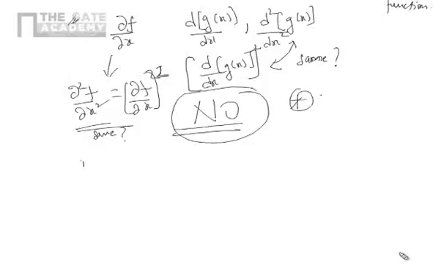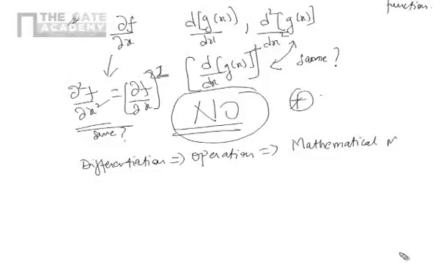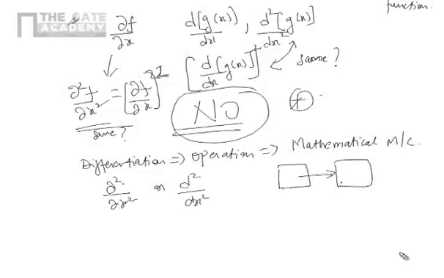See, differentiation, whether it is a partial derivative or a complete derivative, is an operation. You can understand it this way: it is nothing but a mathematical machine. Now, what do we mean by ∂²/∂x² or d²/dx² for that matter? We have the operation done twice. This is like a mathematical machine.